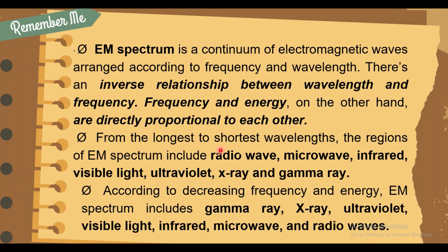From the longest to shortest wavelengths, the regions of EM spectrum include radio wave, microwave, infrared, visible light, ultraviolet, X-ray, and gamma ray. According to decreasing frequency and energy, EM spectrum includes gamma ray, X-ray, ultraviolet, visible light, infrared, microwave, and radio waves. Remember these key points because this will help you answer correctly the next activity.